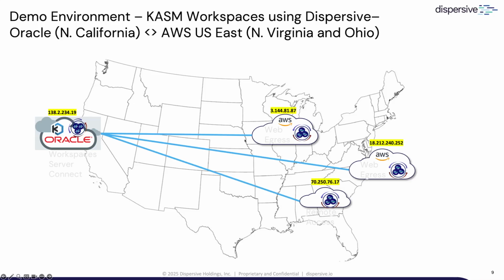Using a KASM Workspace server that is hosted in San Jose, we will show an egress from Virginia for all workspaces deployed on the server. In addition, we will show a Workspaces Sidecar deployment using an egress point that is in Ohio. And finally, we will show a Workspaces server connecting using Dispersive to on-premise workloads, which could also be cloud-based. The final use case will also include a real-time demonstration of the Dispersive solution in action via the orchestrator.